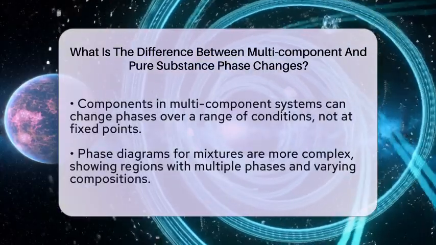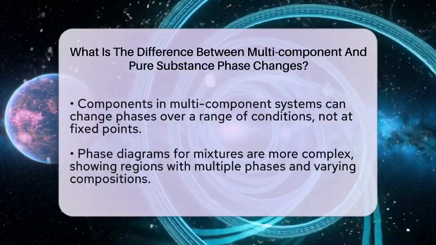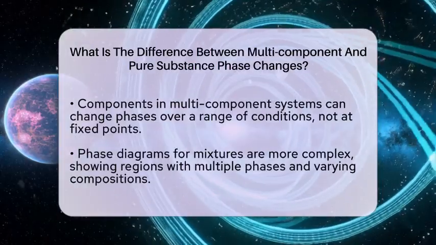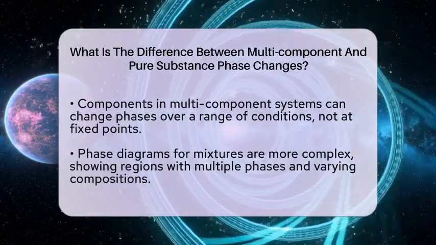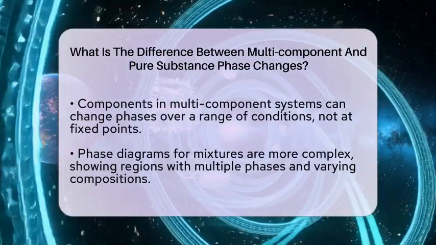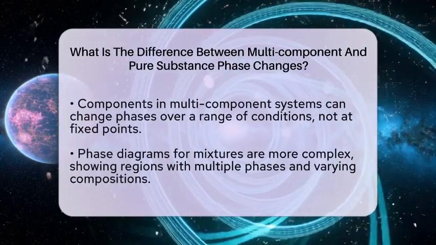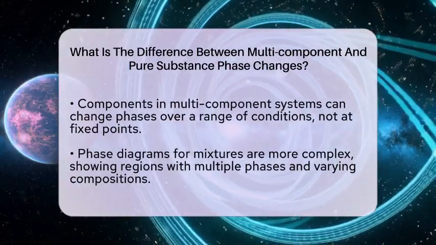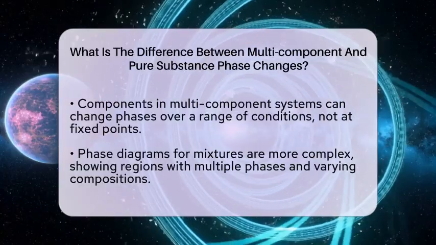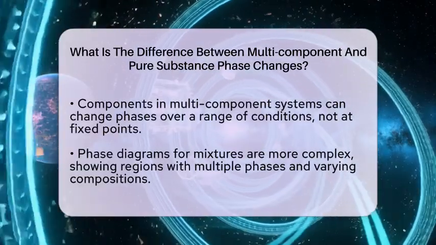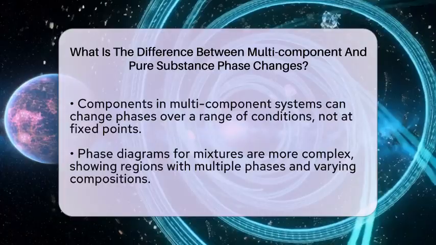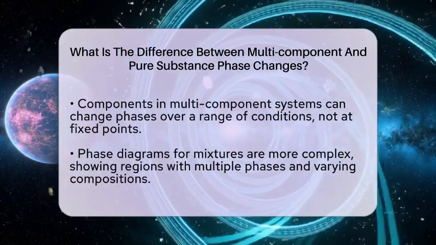For example, in a mixture of water and alcohol, the alcohol might evaporate at a different rate than the water. The phase diagram for these systems is more complex, showing regions where multiple phases coexist with different compositions. The Gibbs phase rule helps us understand this complexity by relating the number of components, phases, and degrees of freedom.